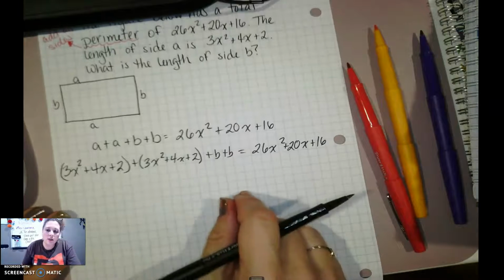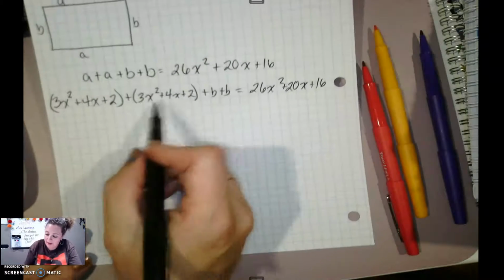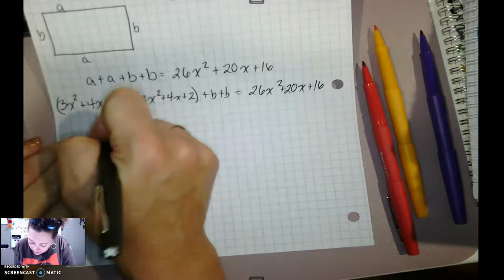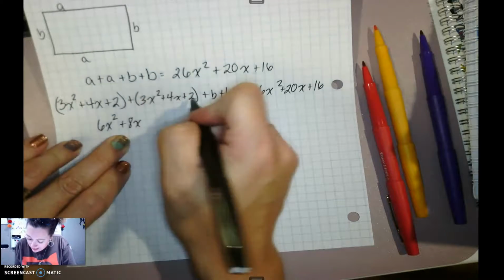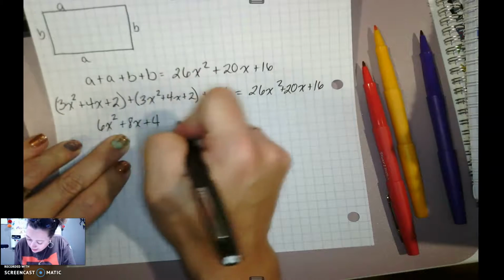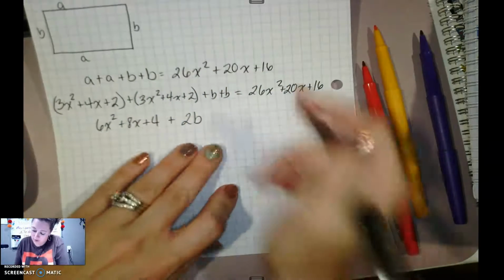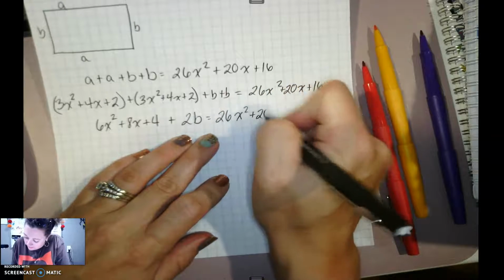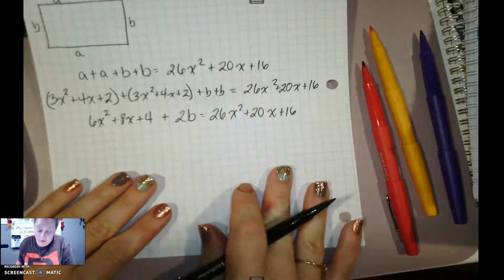So it's just solving an equation. I'm going to combine the like terms that I have on this side. So I have 3x squared and 3x squared, so I'm doubling it essentially. So 6x squared, 4x and 4x would be 8x, and then 2 and 2 would be 4. And then I have this plus B, which is like 2b, because there's two of them. And then it still equals this. Okay? I'm trying to make sure I don't get cut off of this video.